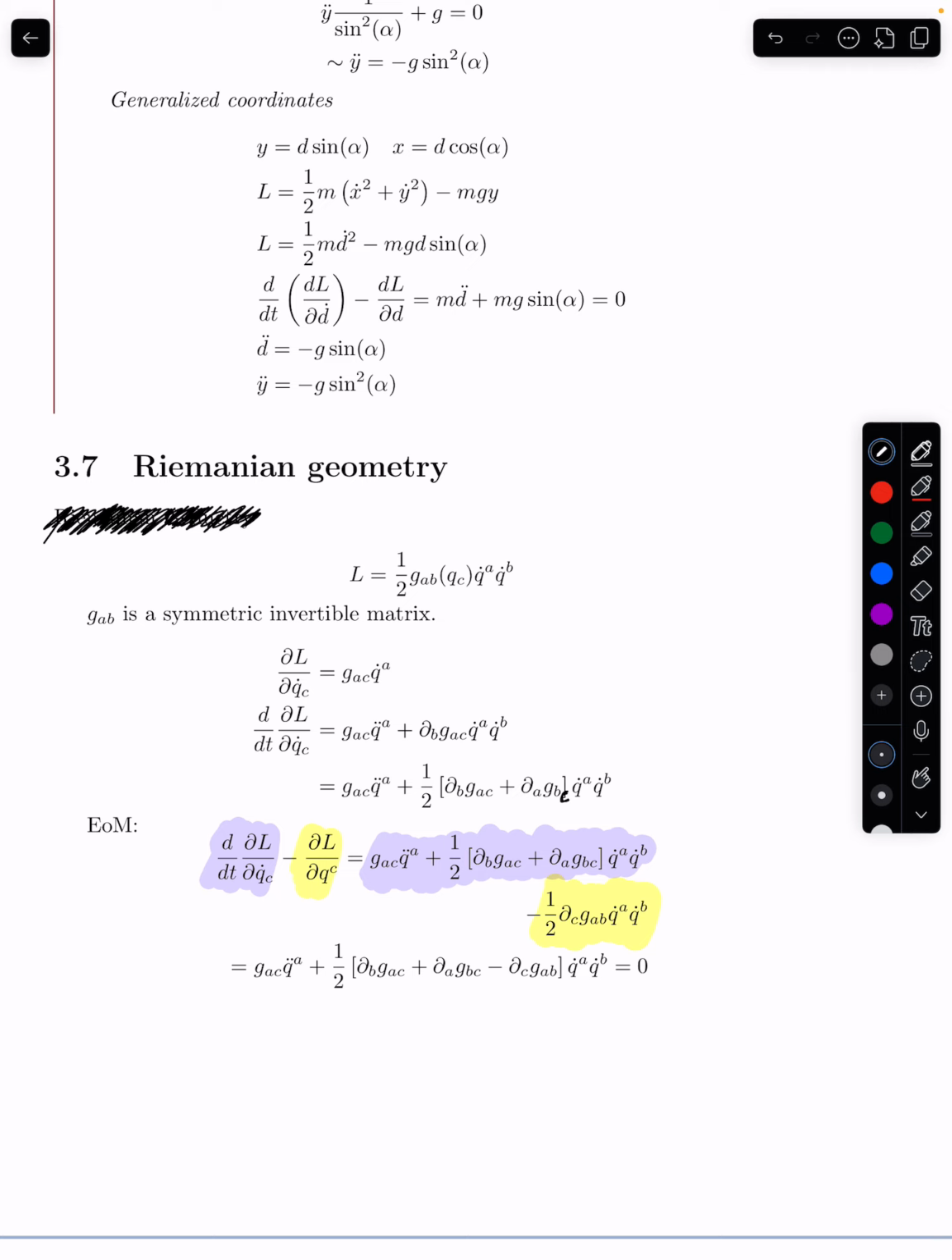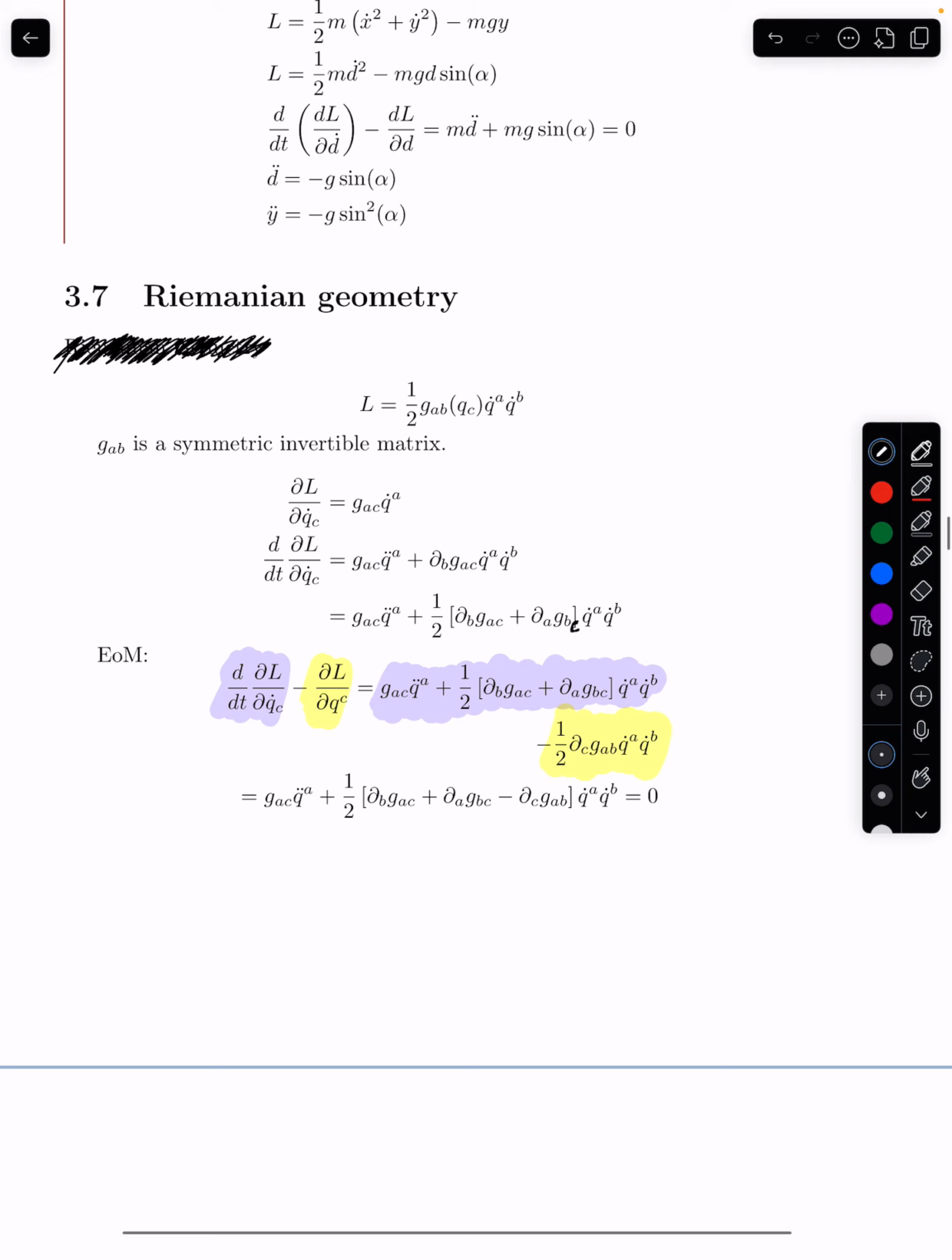All right, so here we are going to discuss Riemannian geometry, and we are going to consider a purely kinetic Lagrangian. So in this case, it will have only the derivative with respect to time of the generalized coordinates q_a and q_b. Okay, very good. But now since it's Riemannian geometry, I can have a non-trivial metric, which is defined by this matrix g_ab, which in general is a function of the generalized coordinates themselves.